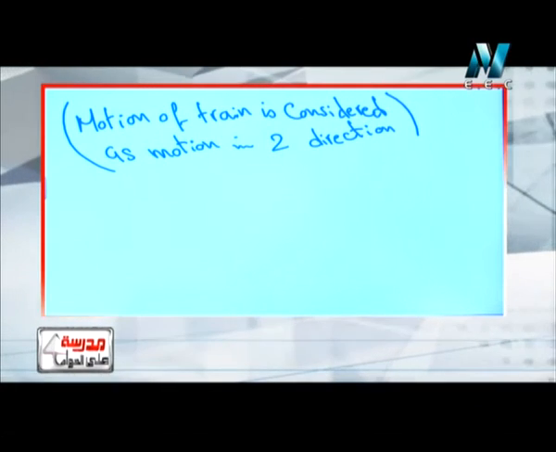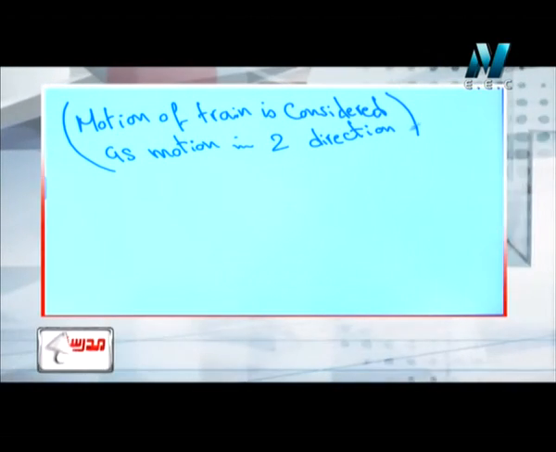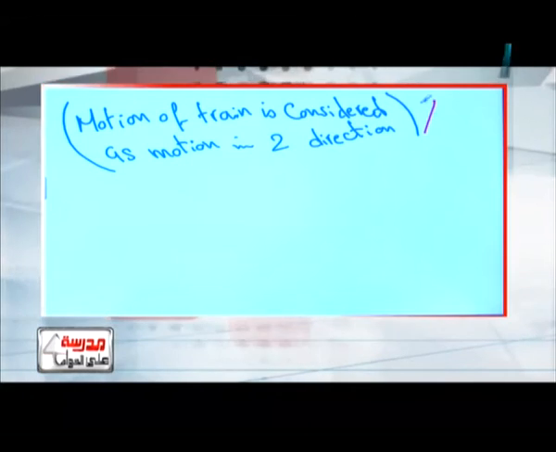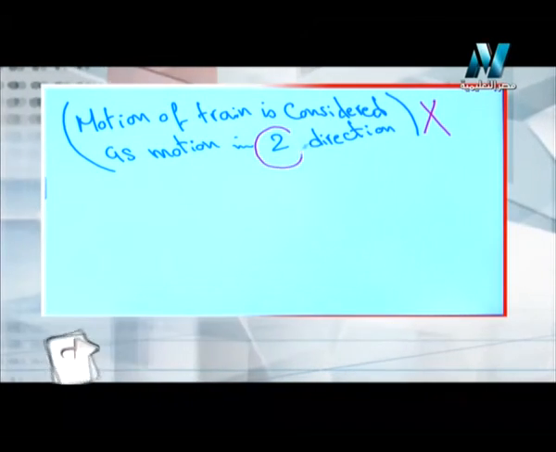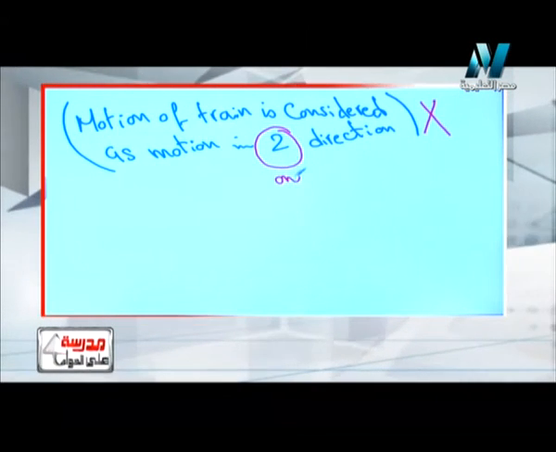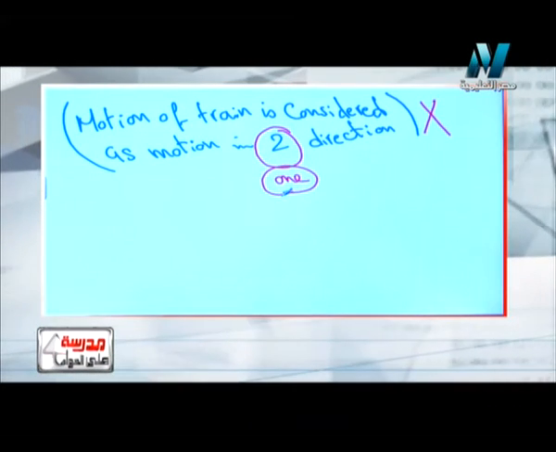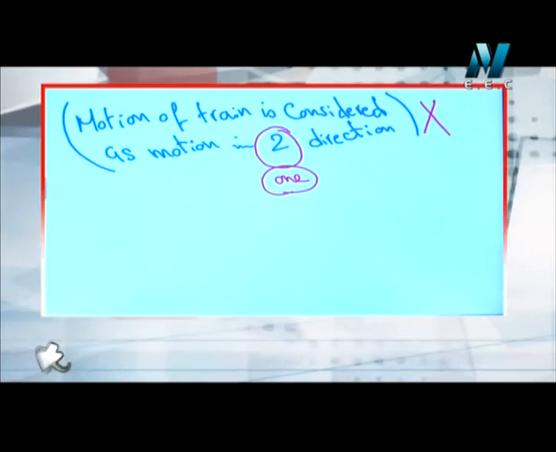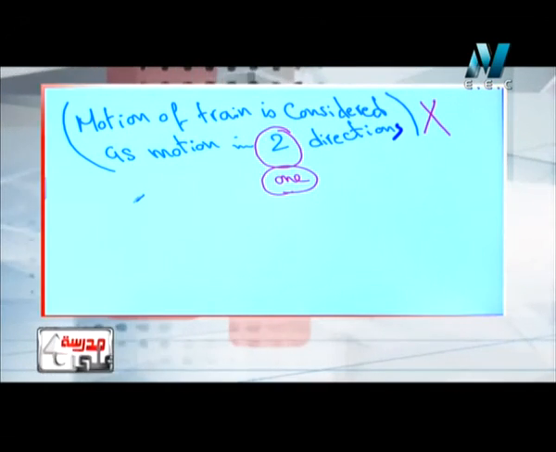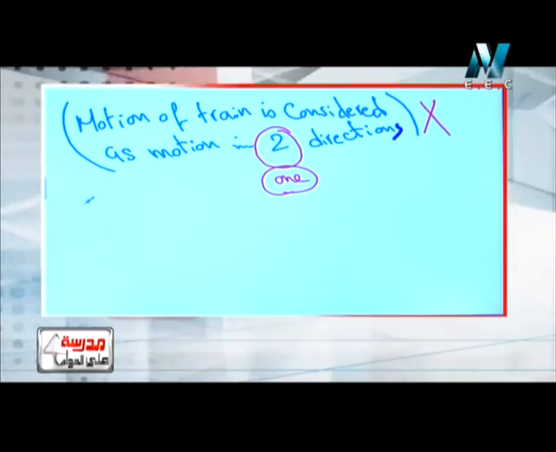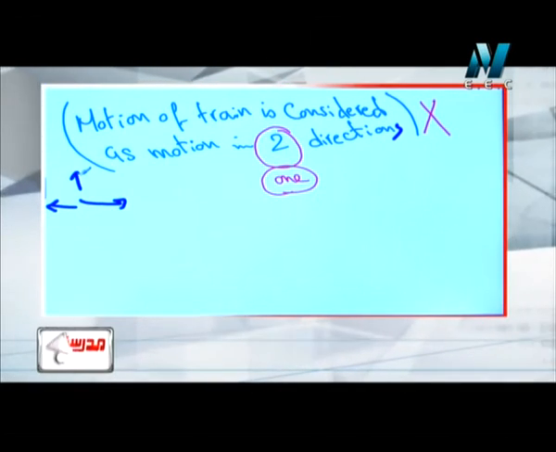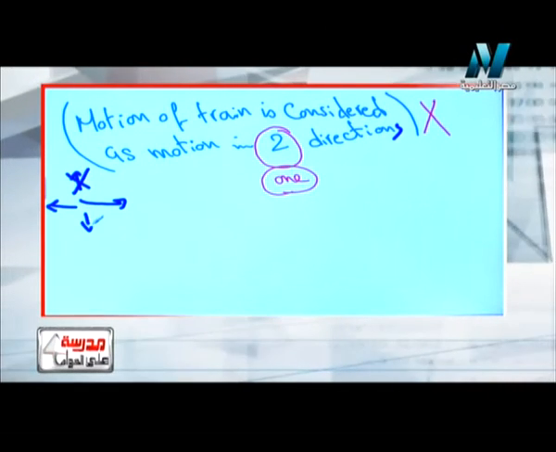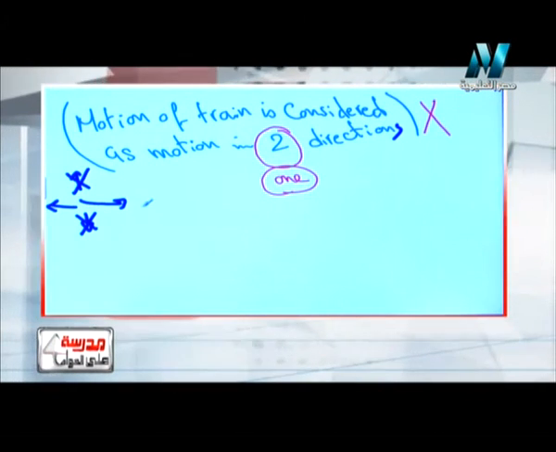So this statement is completely wrong. Why? Because motion of a train is considered as a motion in one direction, not in two directions. So here we can't write two directions, we write only one direction, because the train moves forward or backward, not upward or downward.